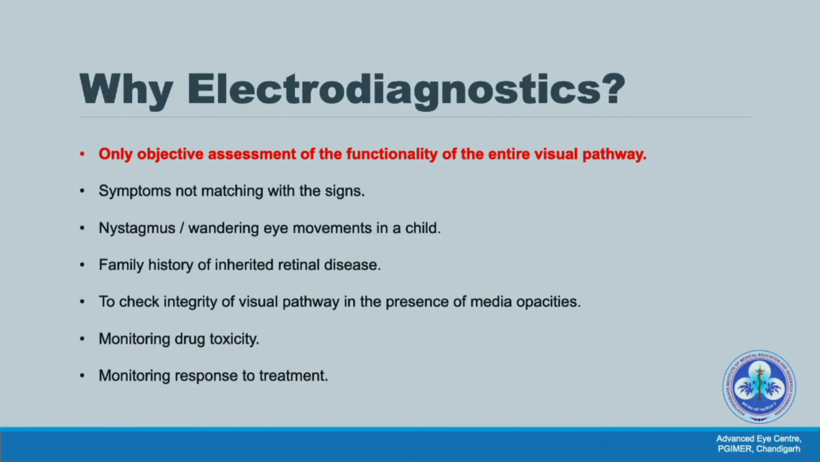And most commonly, you would want to order it when the symptoms and the signs are not matching. The patient's symptoms are more, but you are not seeing anything, or there are no symptoms, but you are seeing a lot of things. In a child with wandering eye movements, you would want electrophysiology to know where the problem is, whether it's in the brain, in the eye, or in the retina. Also when there is a family history of inherited retinal diseases, to check the integrity of the visual pathway, and when you have media opacities, to decide whether you should operate on that patient or not.